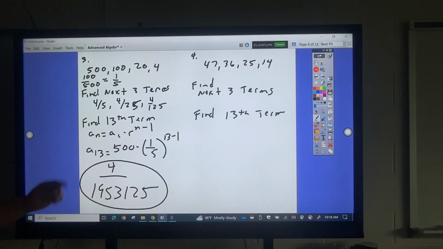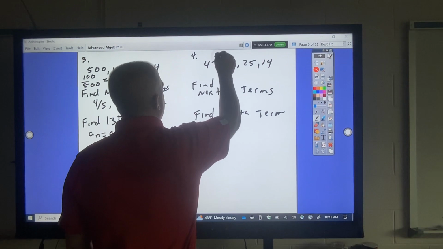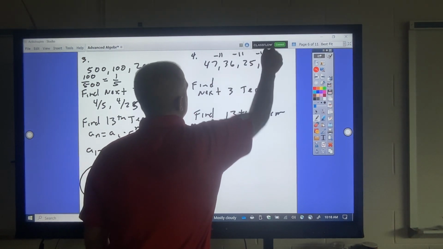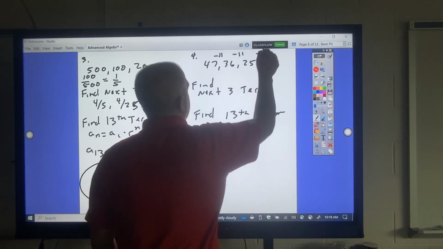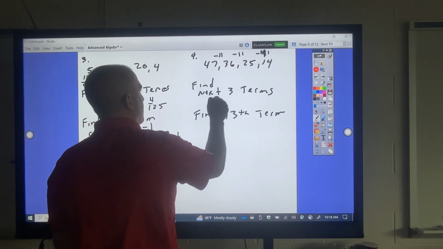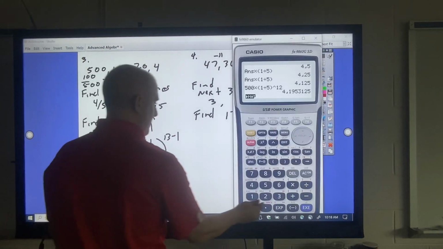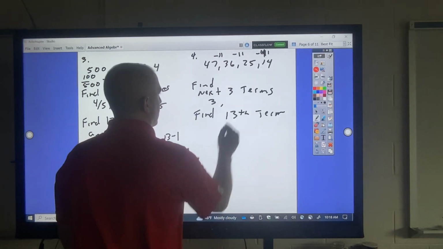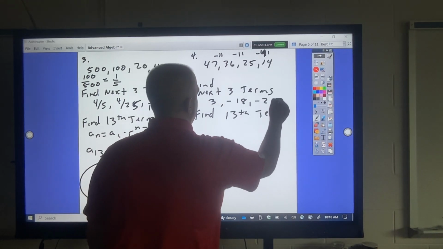Find the next three terms. This is subtracting 11, subtracting 11, subtracting 11. So this is going to be an arithmetic one. The next one would be 3. 3 minus 11 is negative 8, and then negative 19.